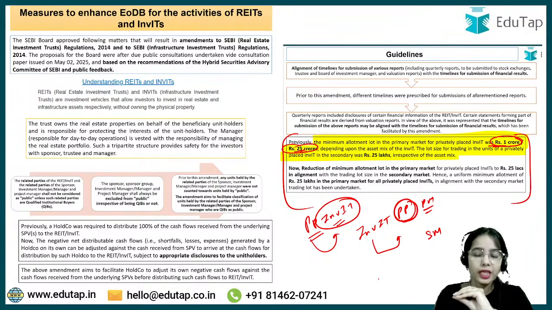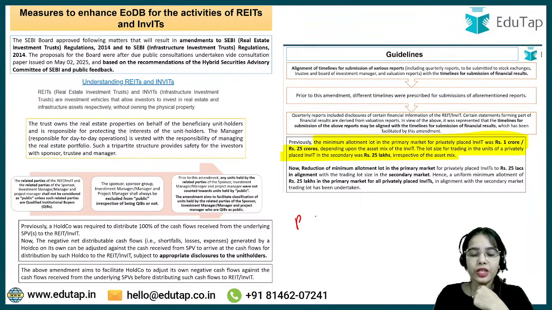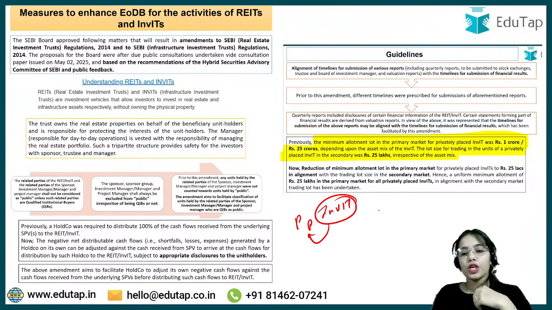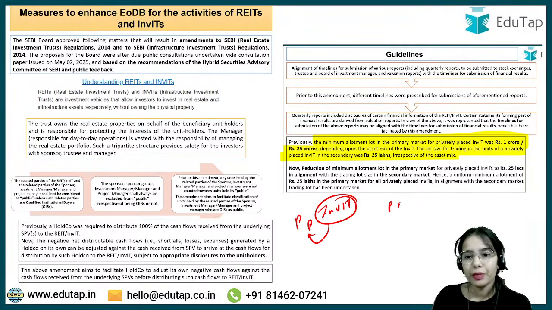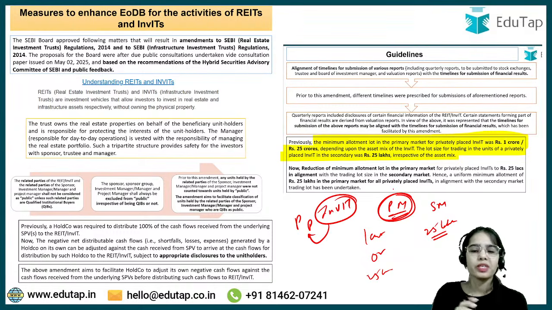While in the secondary market, if the InvIT's units are being sold among the investors, the limit or the minimum lot size was 25 lakh. So you can understand that it was different if there is an InvIT that was privately placed, that was sold to the sophisticated investors. In the primary market, the lot size was 1 crore or 25 crores. Okay, in the secondary market, the lot size was only 25 lakhs. So you can understand that in the primary market, it was very hard for the investors to invest because there was a huge amount that had to be invested in the lot.